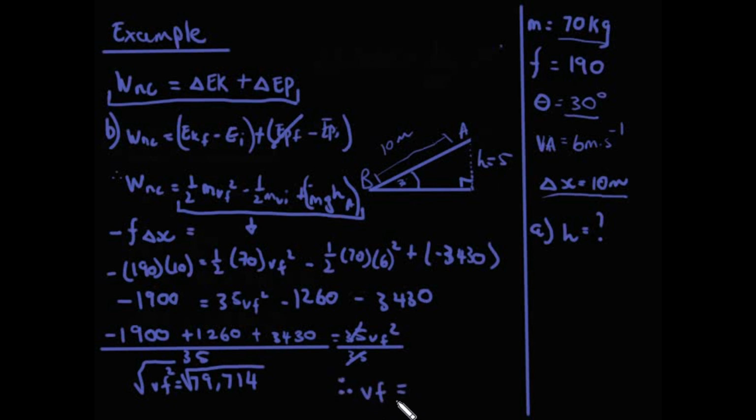Therefore, Vf, the final velocity of the skateboarder at point B, is equal to 8.93 meters per second at point B. That looks about right, since his initial velocity past point A was 6 meters per second, and at point B at the bottom of the hill, 8.93 meters per second seems about right. And that was the question. Thank you very much.